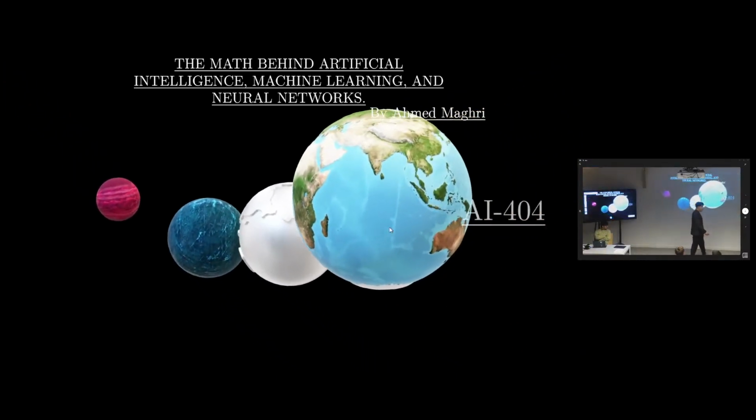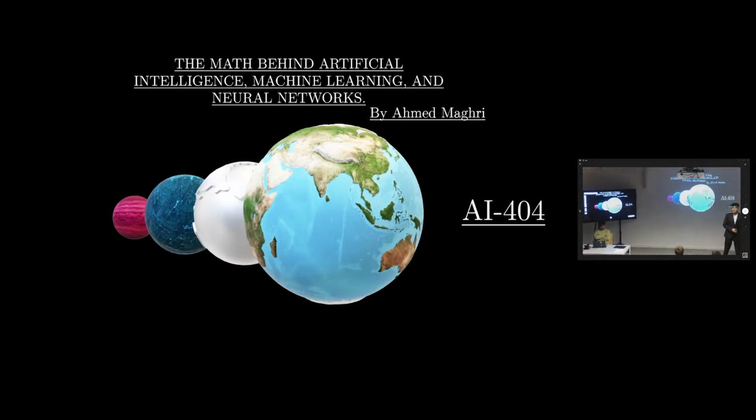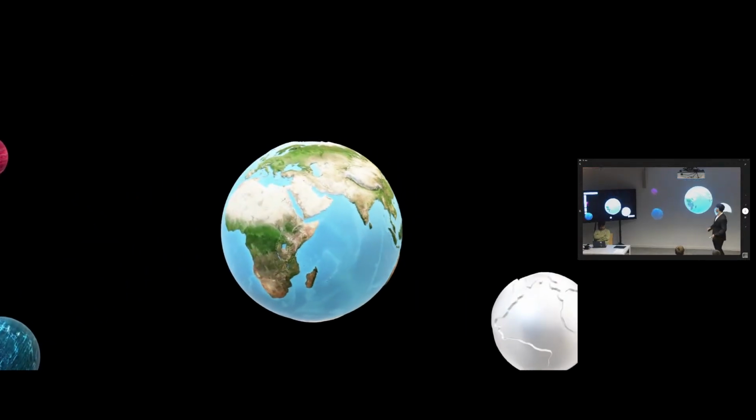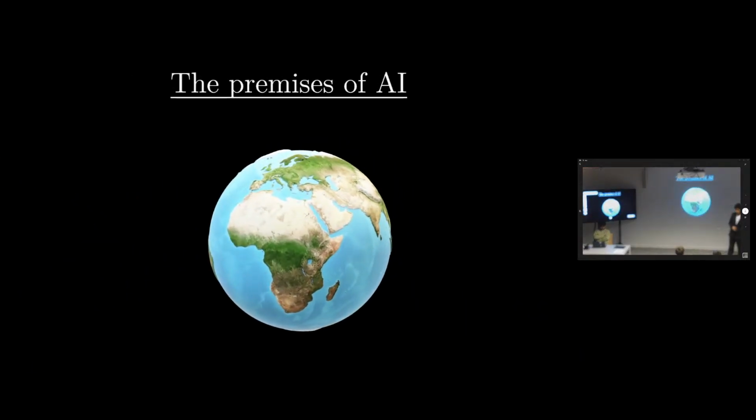So the way I organized this whole presentation is as if I were discovering a galaxy that I called AI 404. We're gonna explore each planet, and each planet has some properties, and we're gonna understand what each one offers. So let's start with the first one, called the premises of AI.